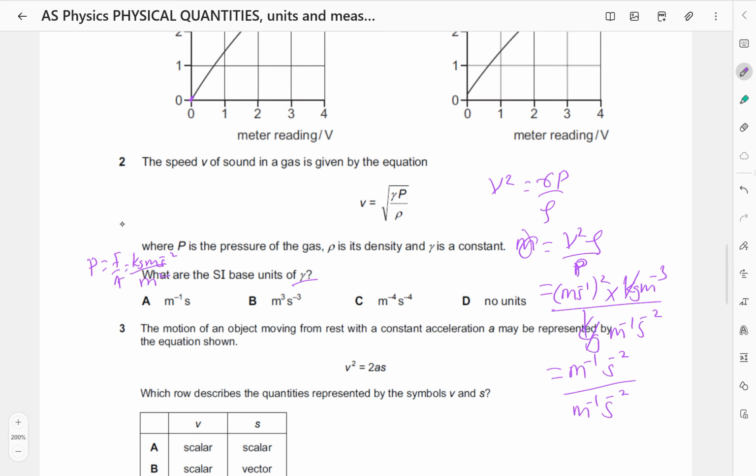So the question is, what are the SI base units of gamma? You notice that per meter cancels, per second cancels, so we say this has no units. So the answer is D, no units.